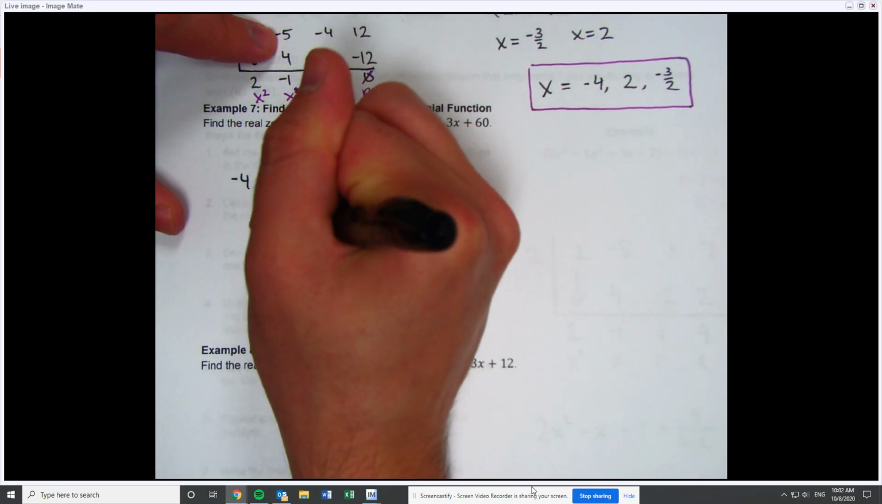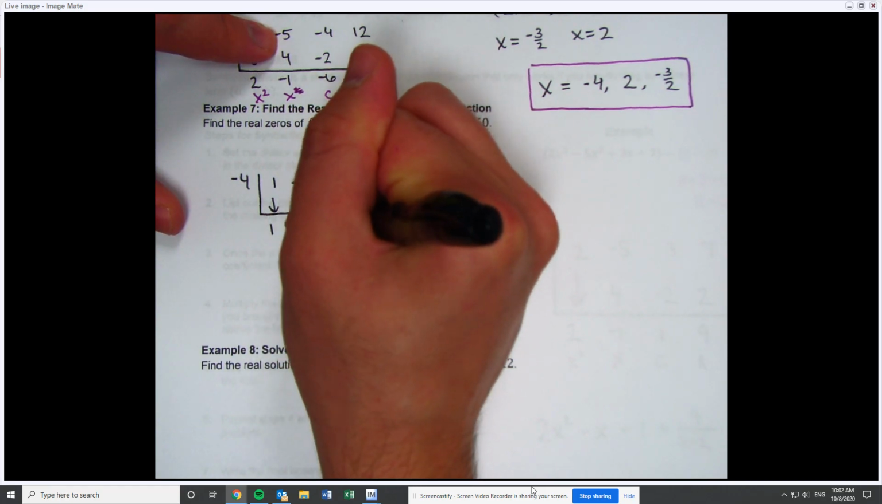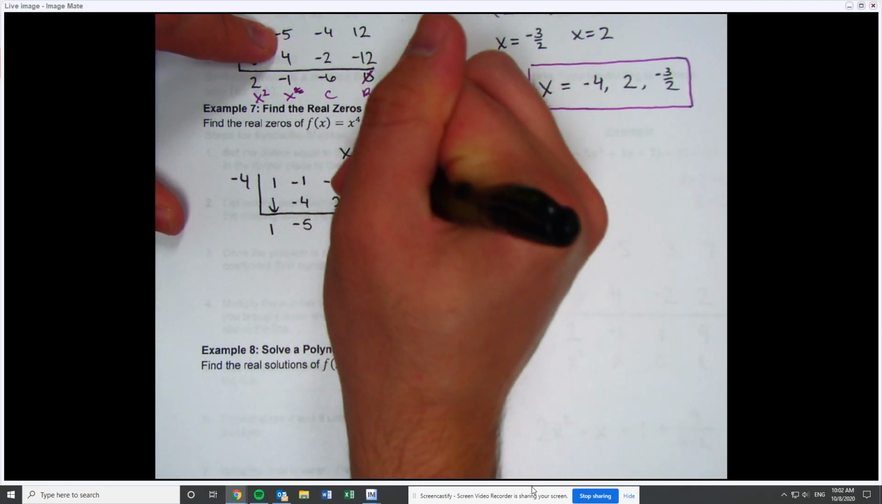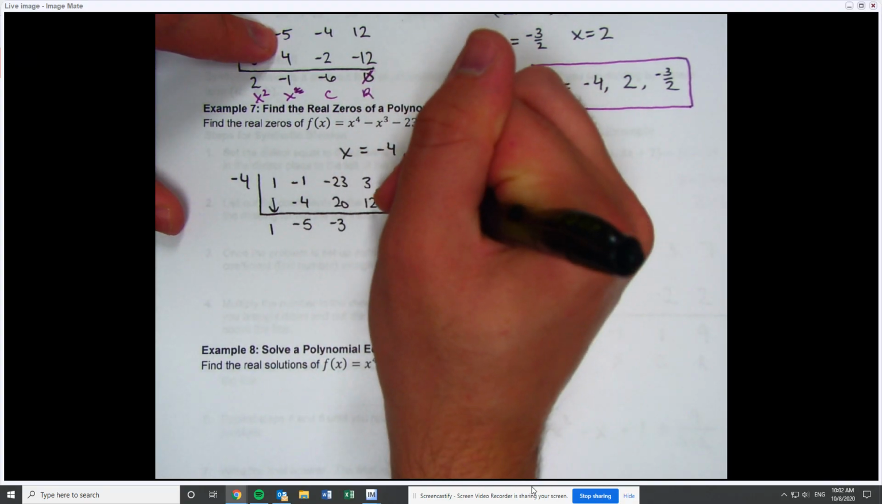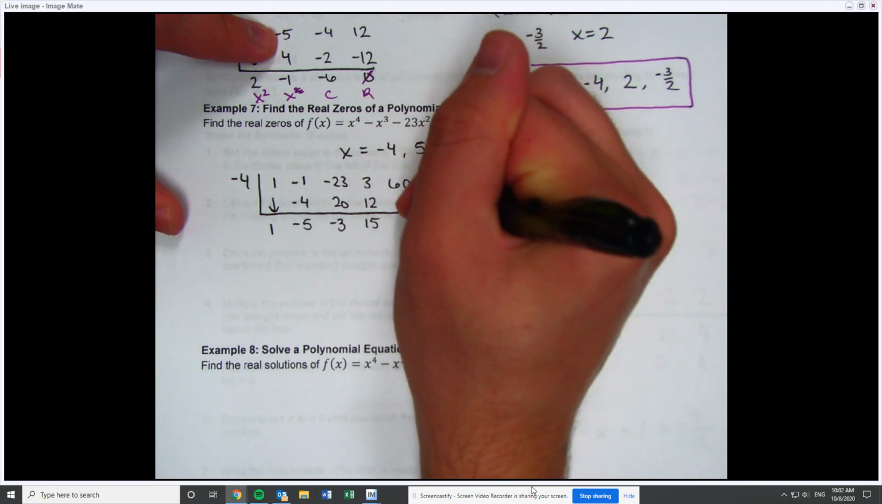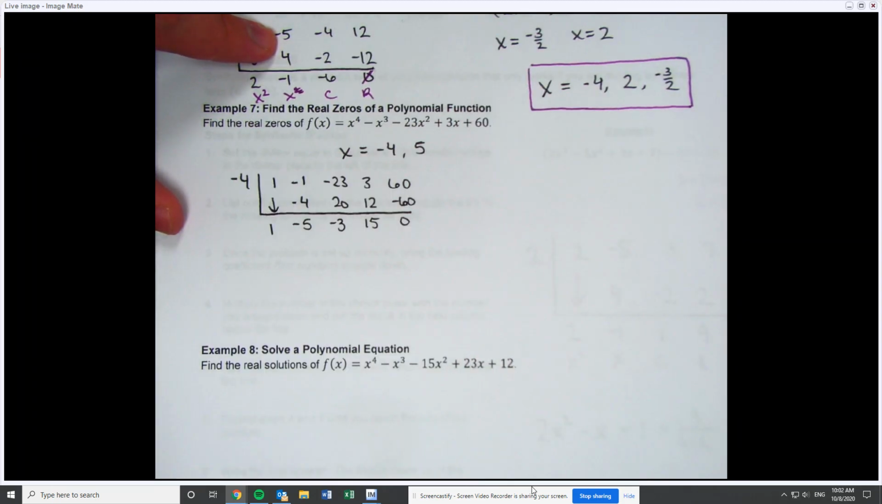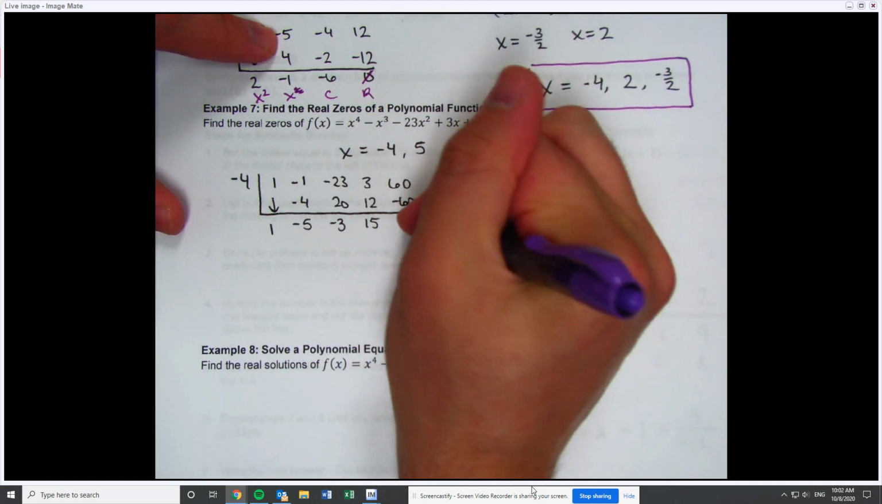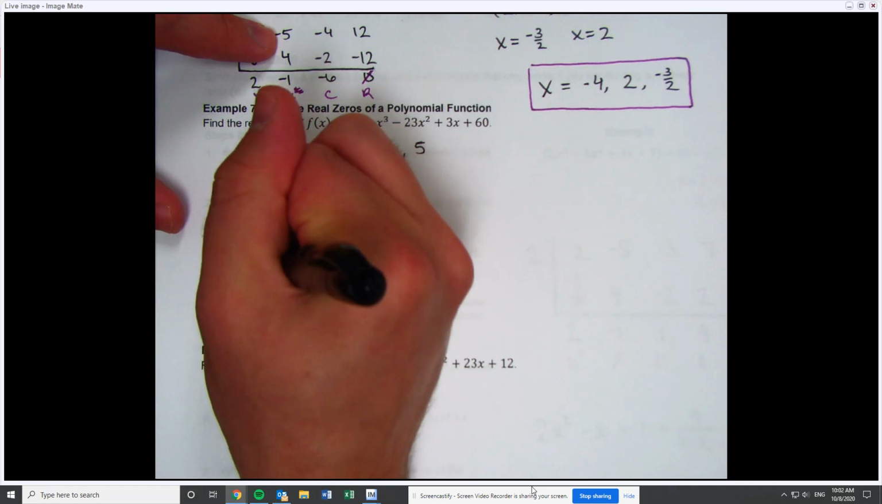Drop that down. So that's going to be -4, -5, 20, -3, 12, 15, -60, 0. Everything worked out just like we knew it would. Perfect. Now we can do synthetic division one more time.